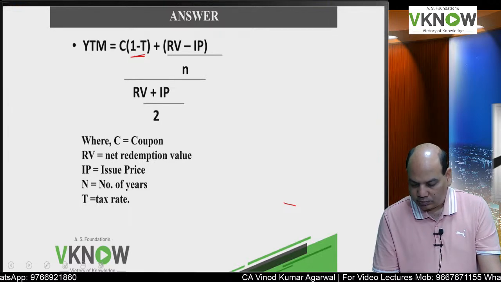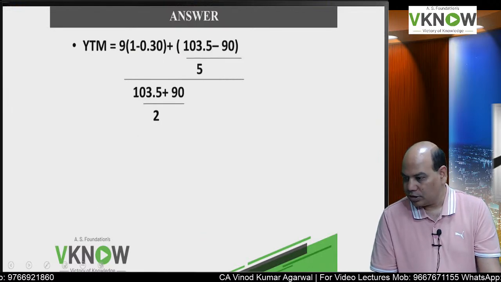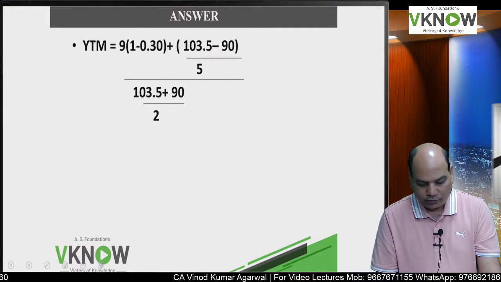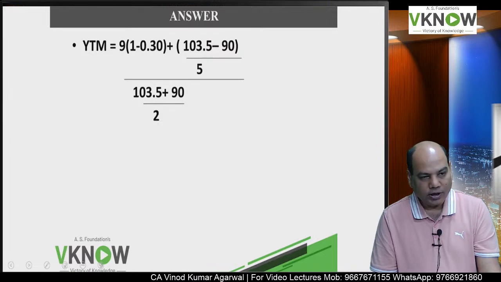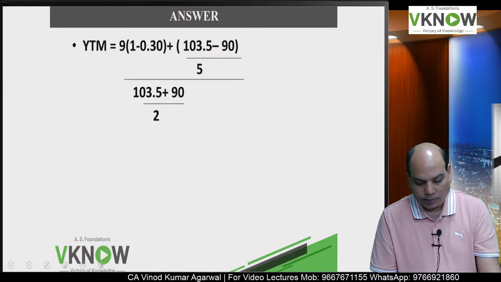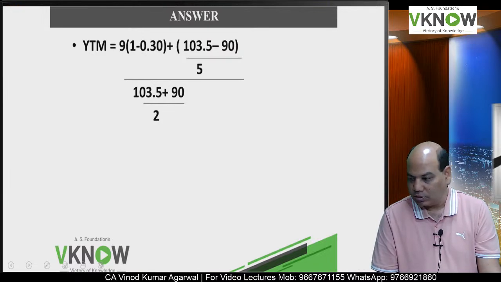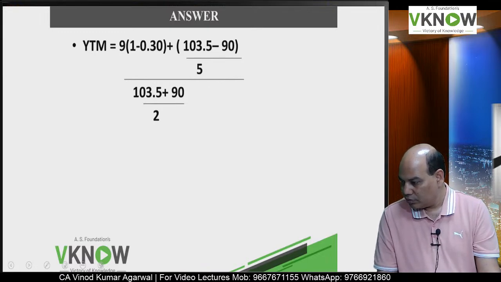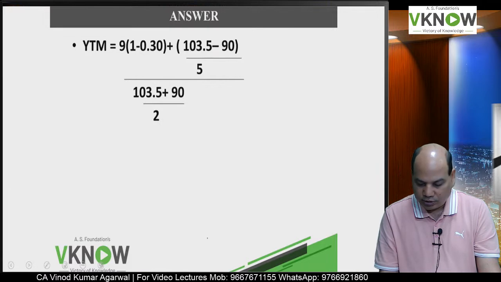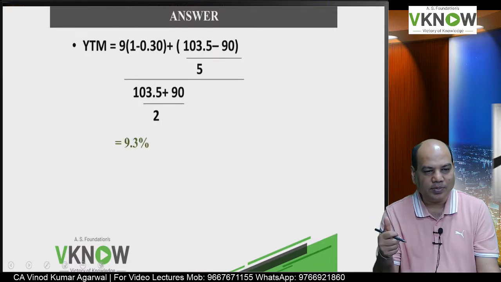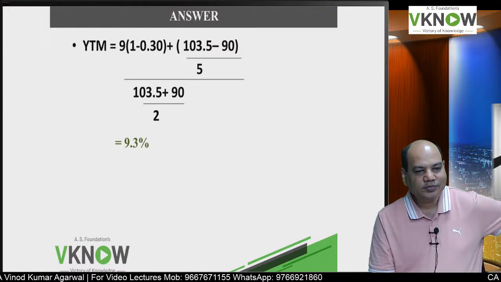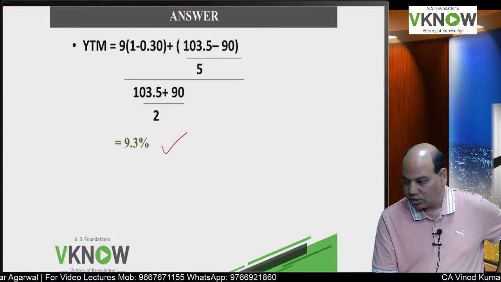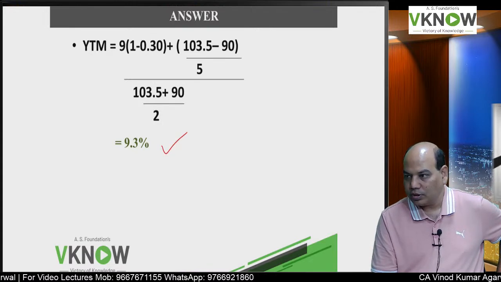So the answer will be, first put the values: 9 into (1 minus 0.3) plus (103.50 minus 90) divided by 5, upon (103.50 plus 90) upon 2. Yes, Divya, what is the answer? Divya is saying 9.3%. You are right. Amazing. Clap. So 9.3% is the answer. This is how you will solve if this question comes.